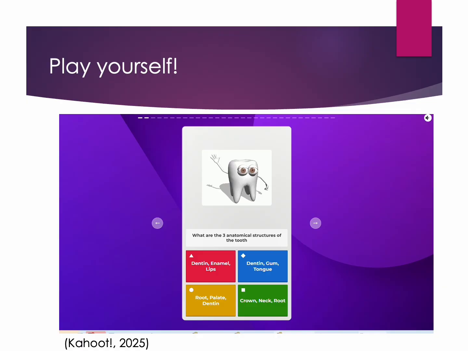This is what it looks like at the next step. So it comes with 4 different answers, and you have to pick the best answer for the question that was asked. You can also create different colors and shapes on the game itself.